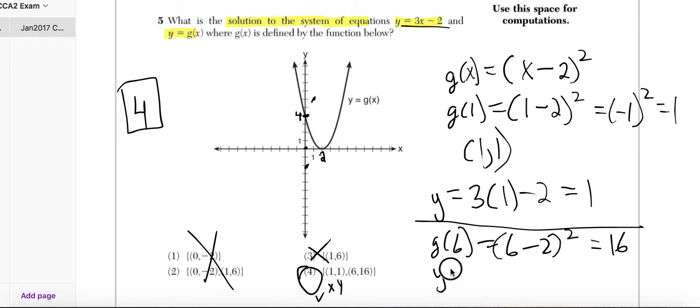And now let's check for the other one. y equals 3 times 6 minus 2. 3 times 6 is 18. Minus 2 is also 16. So 1, 1 and 6, 16 is a solution to both equations.